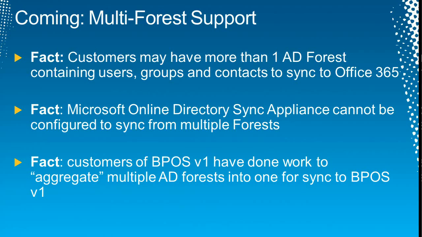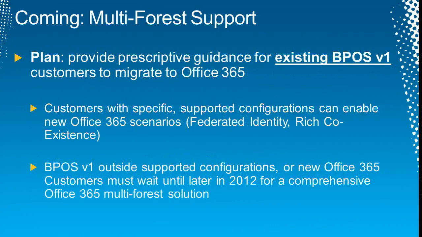For folks that are on BPOS v1, I know that we had recommended doing some type of aggregation of your AD forests and then running directory synchronization from that. So there's a couple features in Office 365 where that becomes a little bit more complex. So what we're doing is around general availability, we're going to be providing prescriptive guidance on how existing customers of the BPOS v1 service can get from your BPOS v1 deployment state into an Office 365 deployment state. And then if you're in specific configurations, you can enable identity federation, rich coexistence, so on and so forth.